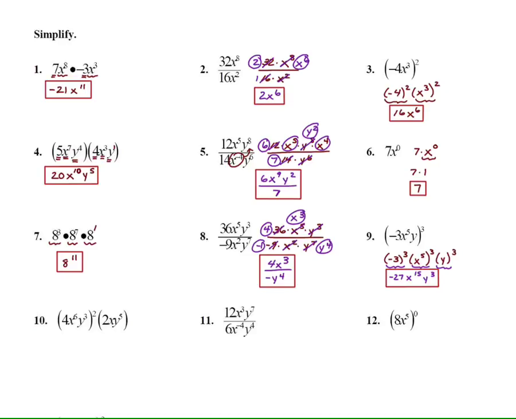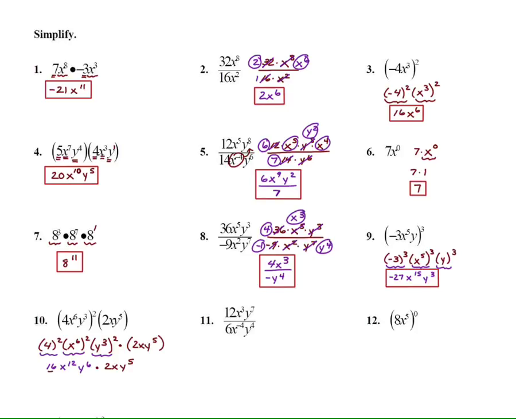Number 10, I'm first going to raise everything in that first quantity to the second power. I write it all separately just so I can handle it appropriately. And then they'll be multiplied by 2xy to the fifth. So I'm going to square 4 is 16. So you get 16x to the 12th, y to the 6th, multiplied by 2xy to the 5th.